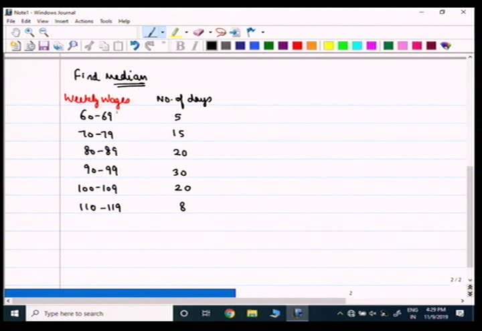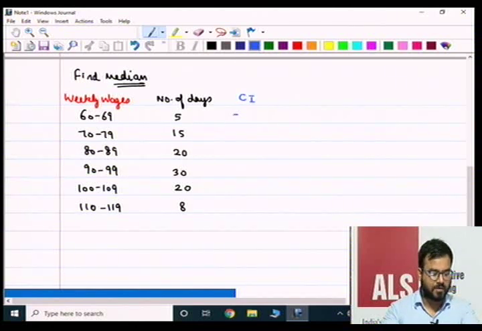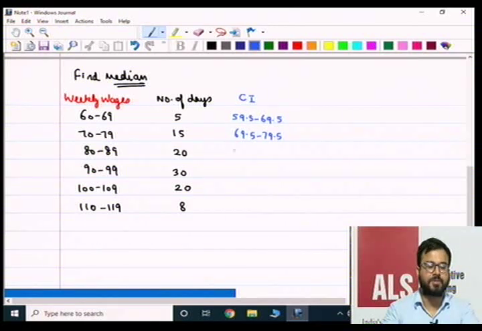Okay, so here you can see the difference between the upper limit and the lower limit of two consecutive classes is 1 again. So what we will do, we will take the half of that one. Half of 1 is 0.5, and we'll subtract 0.5 from the lower limit and add 0.5 to the upper limit. So our new class interval will be 59.5, so 69.5, then 69.5, adding in the upper limit and subtracting from the lower limit.